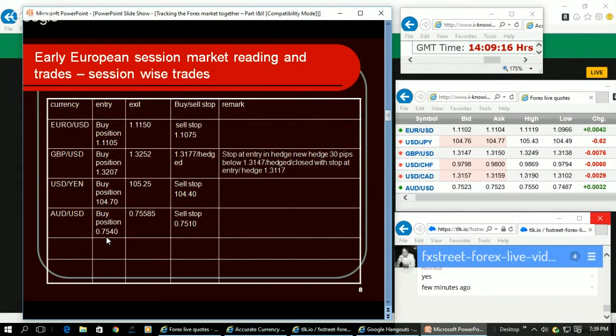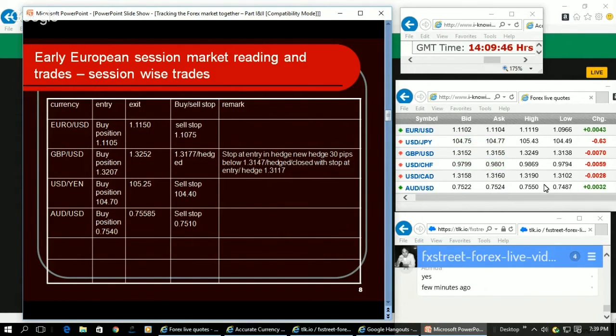In the case of Australian dollar, at 75.40, I took the buy position. The initial high was 75.25, so I kept the buy limit order 5 pips below the market and it got filled, and Australian dollar came down below to 75.18 and did not hedge me, and they started gaining the level during the US session.